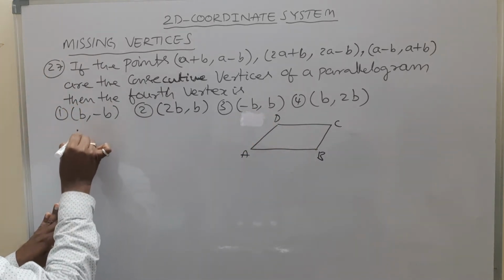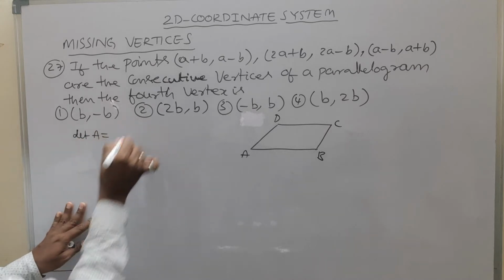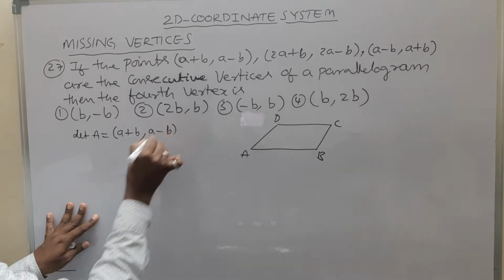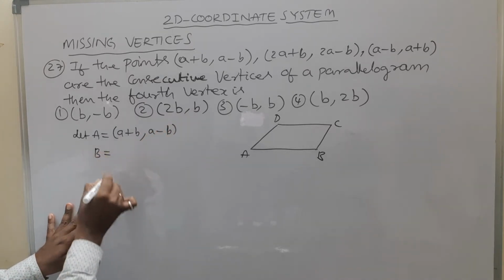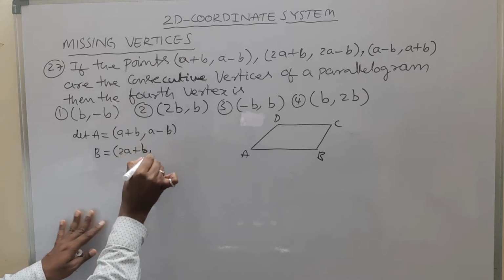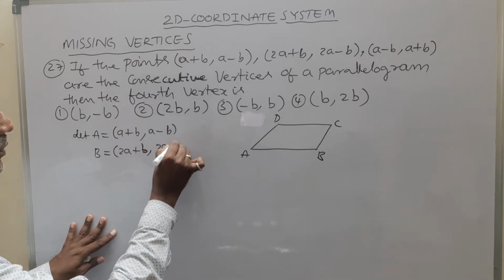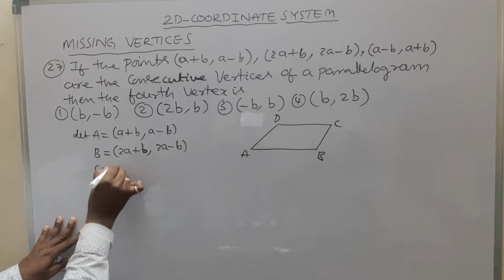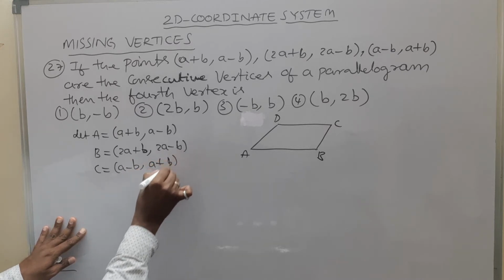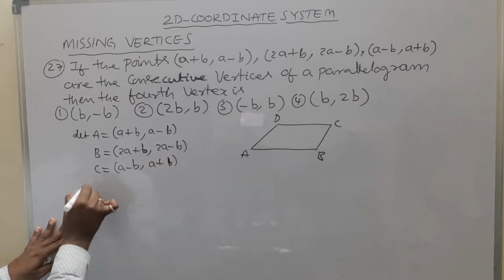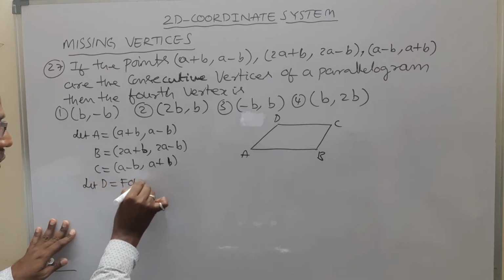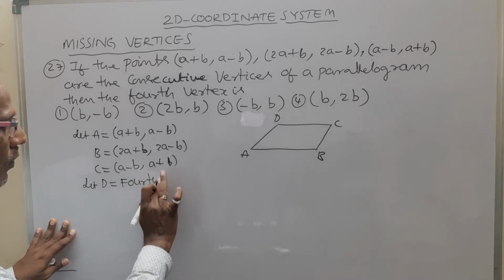Let A equal to a plus b, comma a minus b, B equal to 2a plus b, comma 2a minus b, C equal to a minus b, comma a plus b. Here to find the fourth vertex, let D be the fourth vertex.